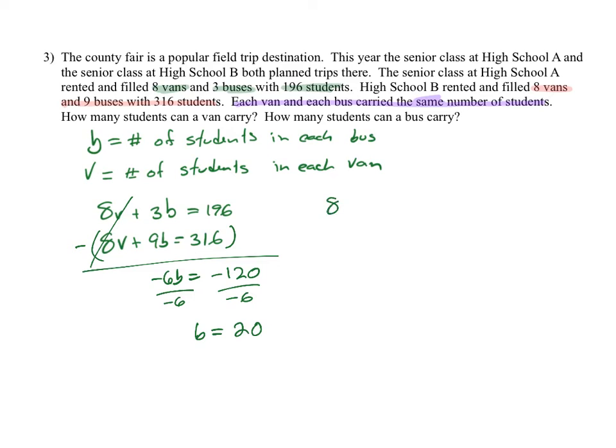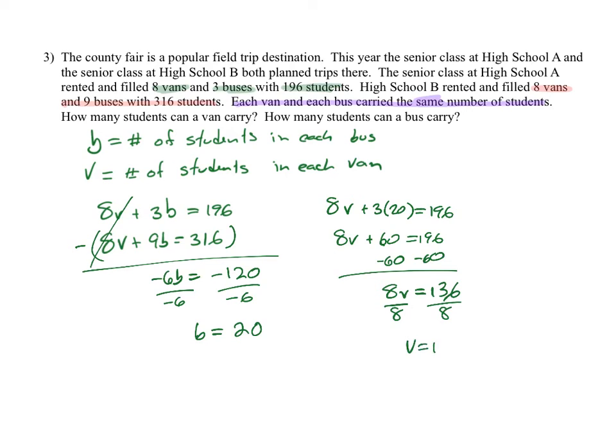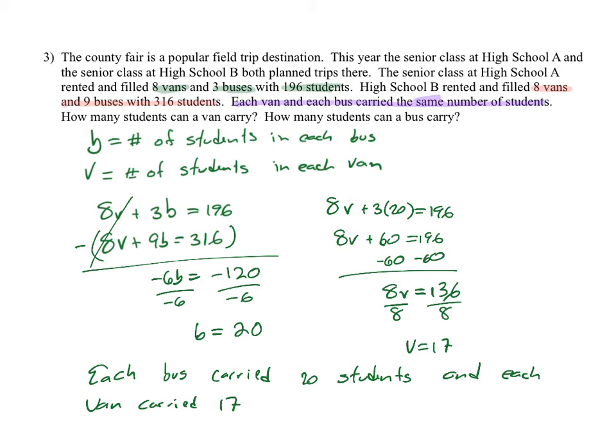Now I'm going to find the van. So 8V plus 3 times 20 equals 196. So 8V plus 60 equals 196. Minus 60, 8V equals 136. And that divided by 8 is 17. So each bus carries 20 students, and each van carries 17 students.